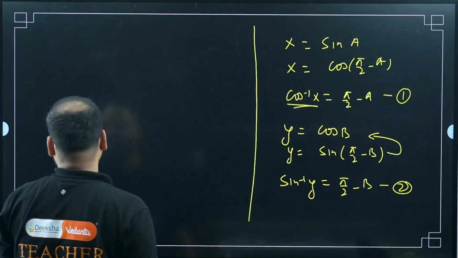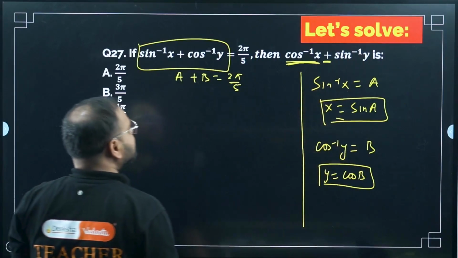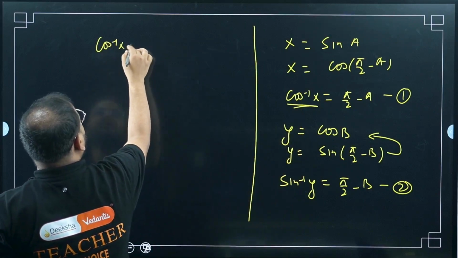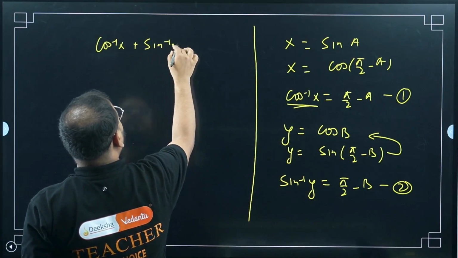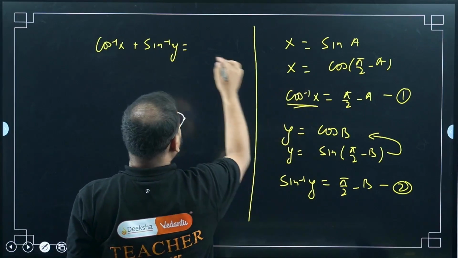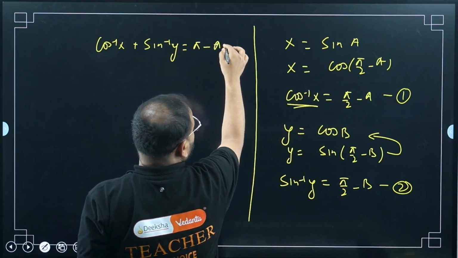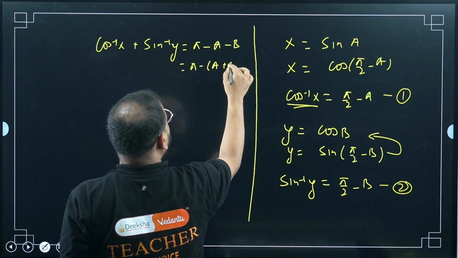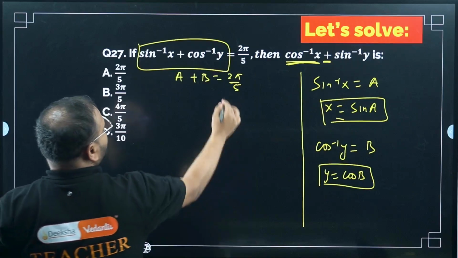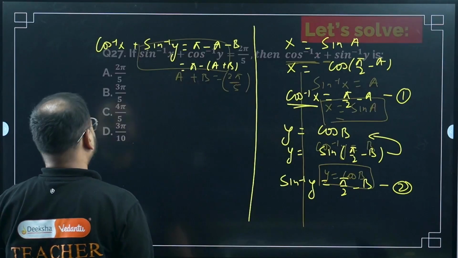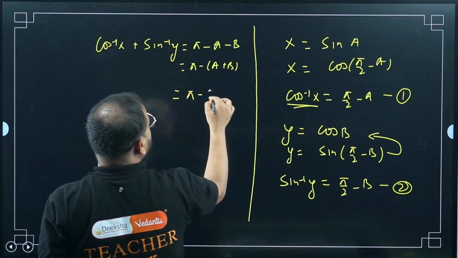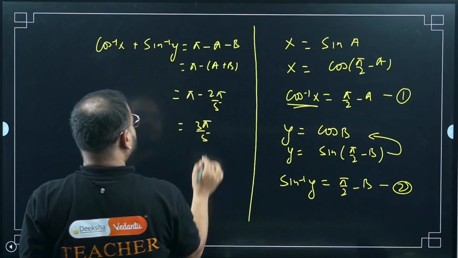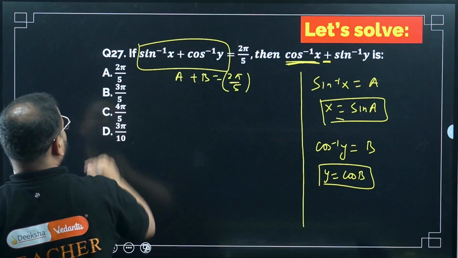Add them. Why add them, sir? See the sign here. We are adding cos inverse x and sine inverse y. So add them. We'll get what? Cos inverse of x plus sine inverse of y equal to what? Pi by 2 plus pi by 2, simply pi, and minus A and minus B. So pi minus (A plus B). What is my A plus B value? 2 pi by 5. So this becomes pi minus 2 pi by 5. Answer will be 3 pi by 5.